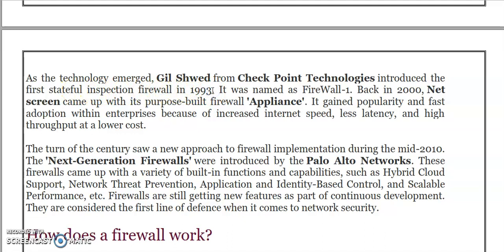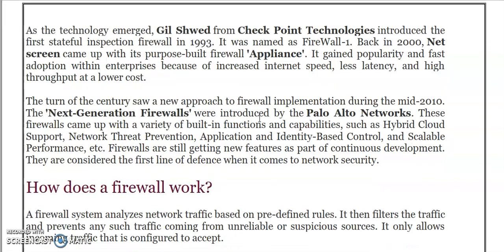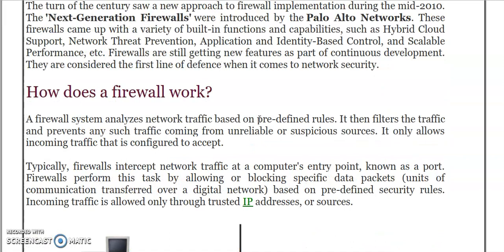This is all about the history of the firewall: Gil Shwed from Check Point Technology introduced the first stateful inspection firewall in 1993, and it was named Firewall-1. Back in 2000, NetScreen came up with the purpose-built firewall appliance, and it gained popularity and fast adoption within enterprises because of the increased internet speed, less latency, and high throughput at a lower cost. So, how does a firewall work?